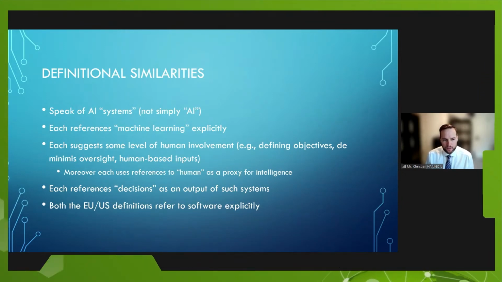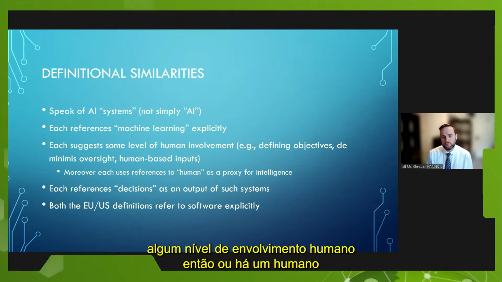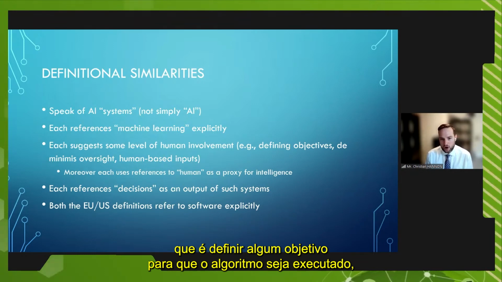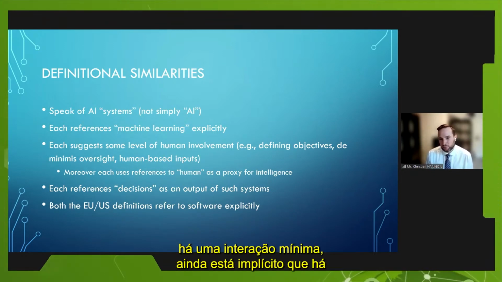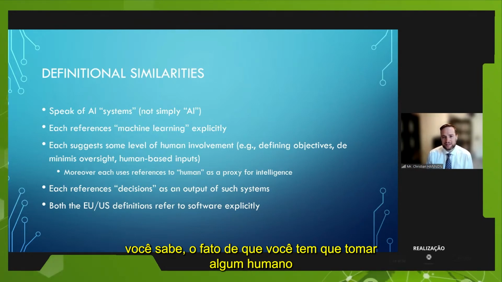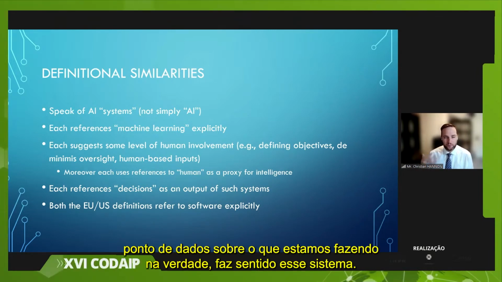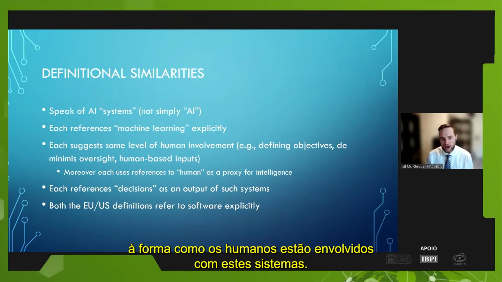So I think it's really telling that policymakers were wise enough to explicitly pull machine learning into each of their definitions. Additionally, each of those definitions that I just shared with you suggest some level of human involvement. So either there's a human defining some objective for the algorithm to run. Even if it says there's minimal interaction, it still implies that there is some interaction or some oversight by a human being, or even the fact that you have to take some human data point to actually make sense of that AI system. So there's still a tie-in in each of those definitions to how humans are involved with these AI systems.